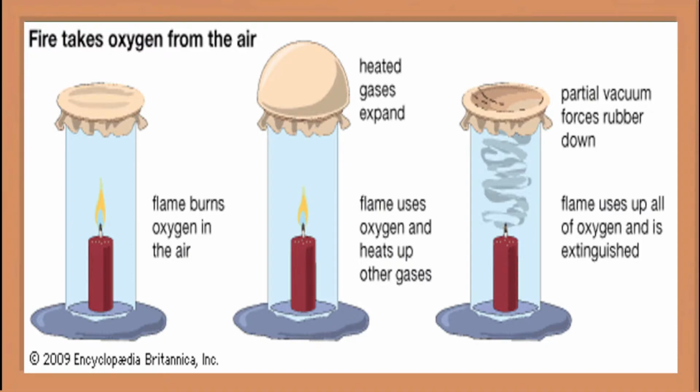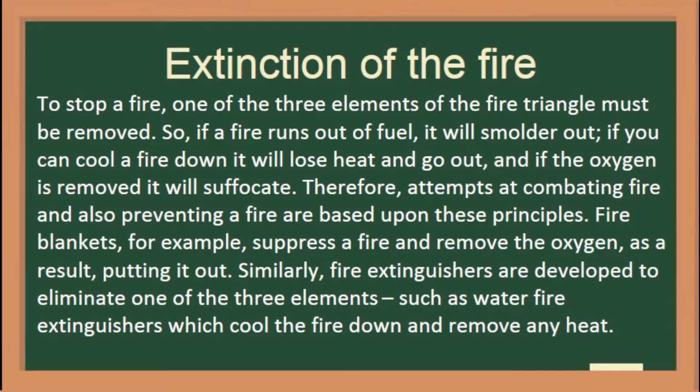Now, we have mentioned extinguish. Now, let us go on to the extinction of the fire. How is the fire being subdued? To stop a fire, one of the three elements of the fire triangle must be removed. So, if a fire runs out of fuel, it will smolder out. If you can cool a fire down, it will lose heat and go out. And if the oxygen is removed, it will suffocate.